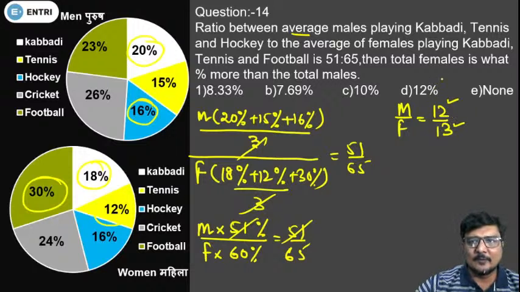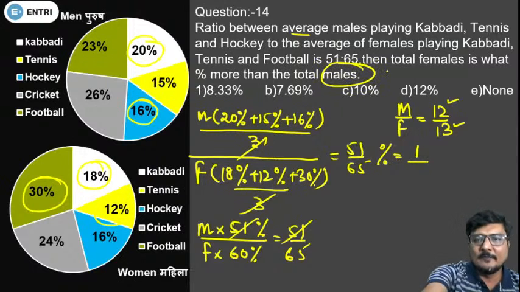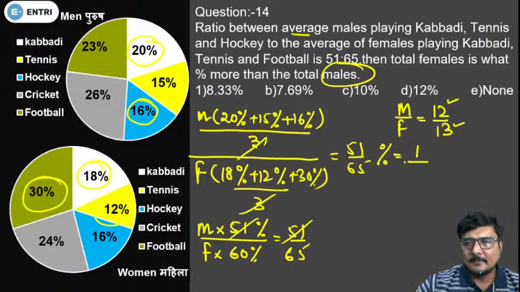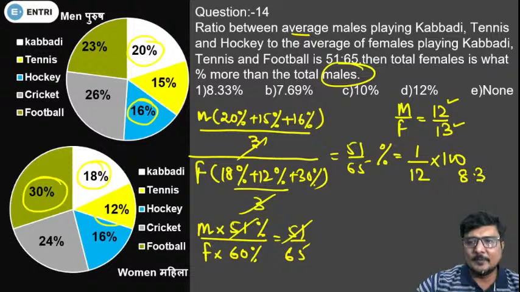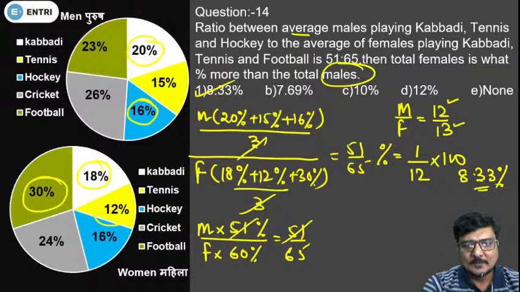So what do we have to calculate? Total females are what percent more? So what is the difference? Required percentage is 1 divided by, we have to compare it with males. So the value of males is 12, into 100. So the right answer will come out to be 8.33%. Got my point? So the right option will be option number 1, option A. Nisar has given the right answer. Rani has given the right answer.